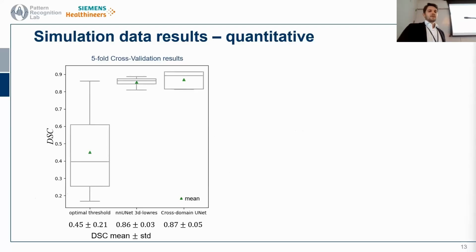These are the quantitative results, comparing the 3 methods on the simulation data set. Kind of as expected, we see that the thresholding method struggles with some of the samples, but there are also cases where a thresholding-based approach is totally reasonable.